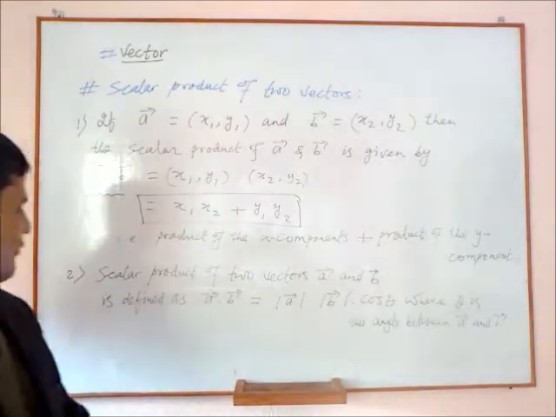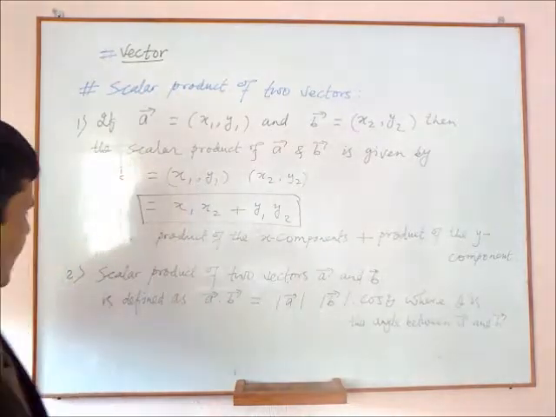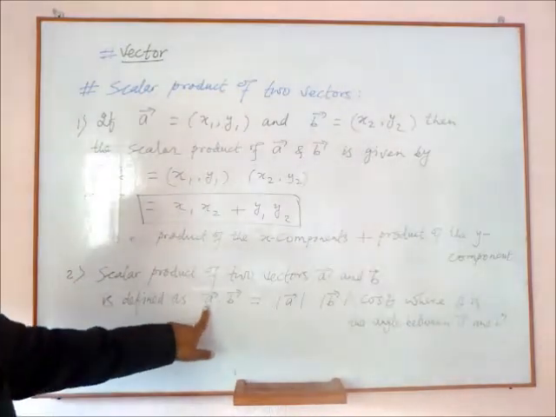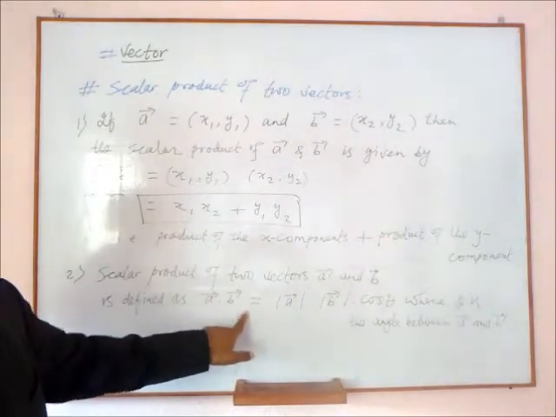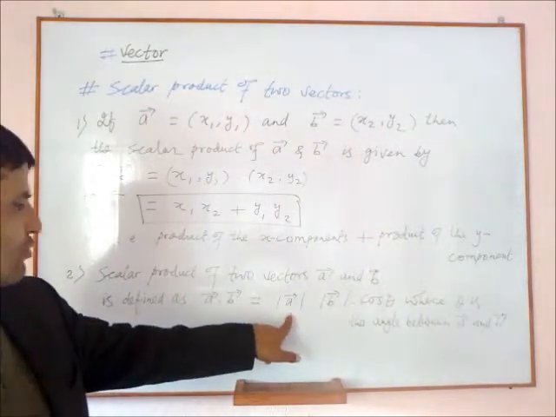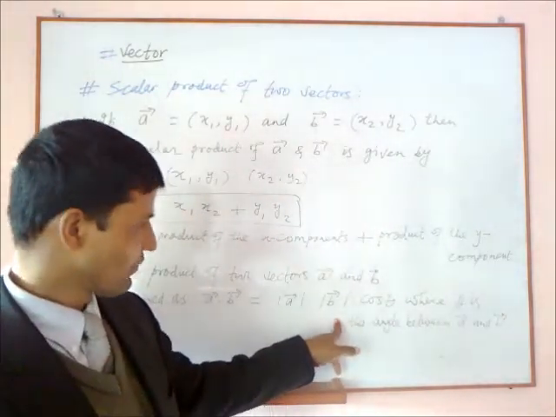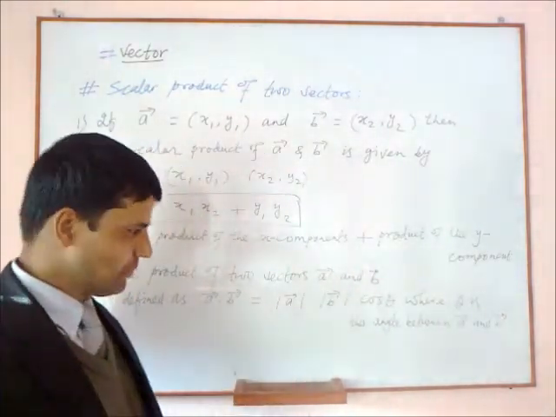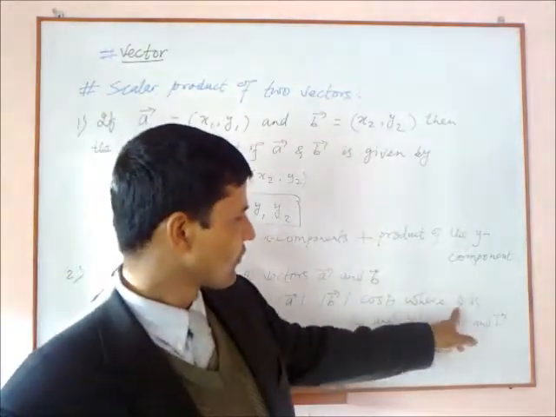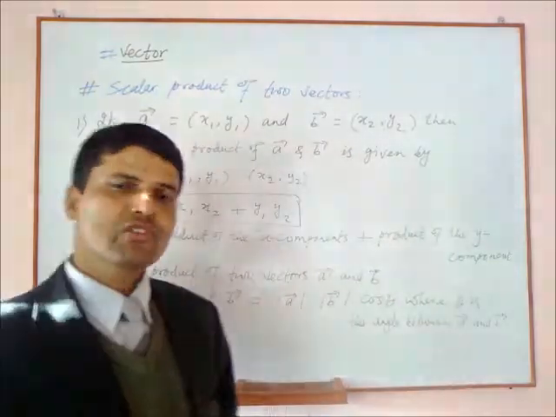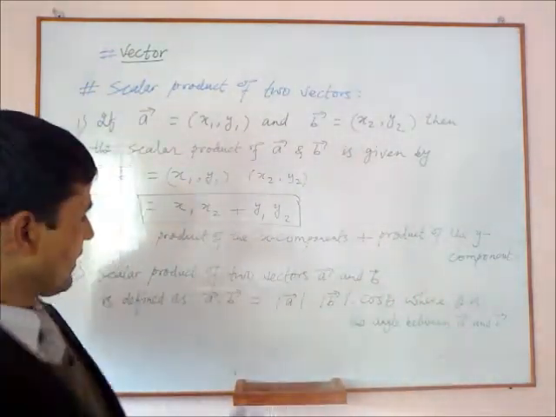There is another formula for the scalar product of two vectors, that is, the scalar product of vectors A and B is equal to modulus of A times modulus of B times cos theta, where theta is the angle between the two vectors A and B.